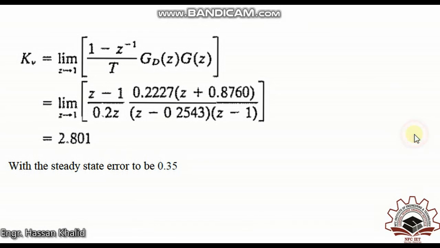So this is the whole system being controlled by the digital controller, and now we will simulate the system with and without the implementation of our digital controller. So let's move on.